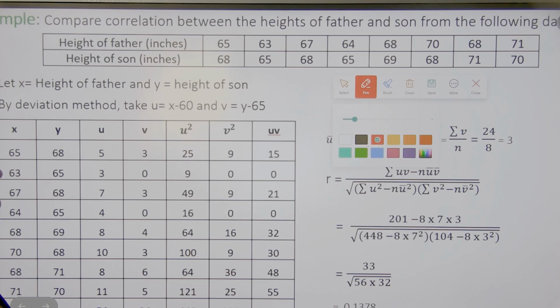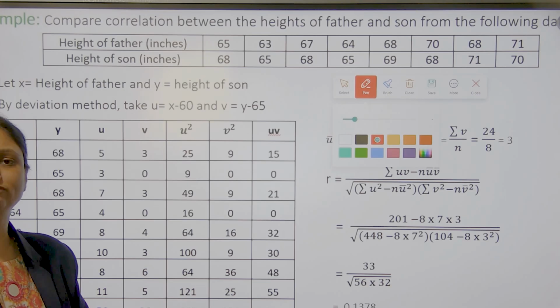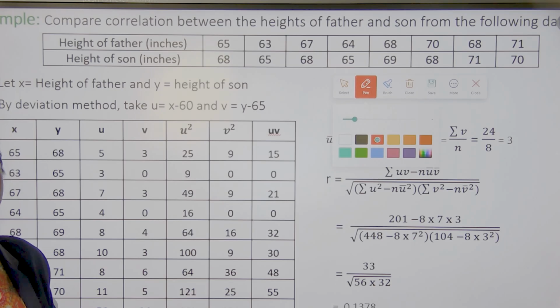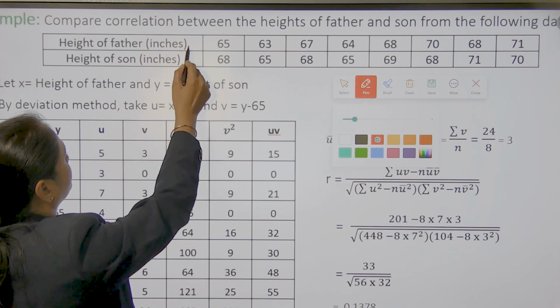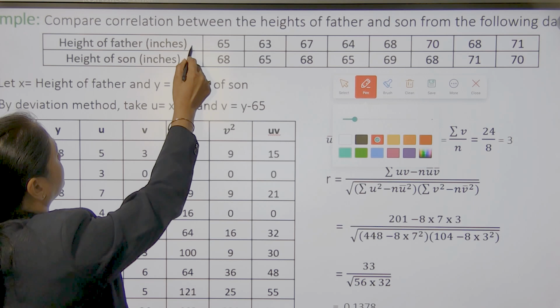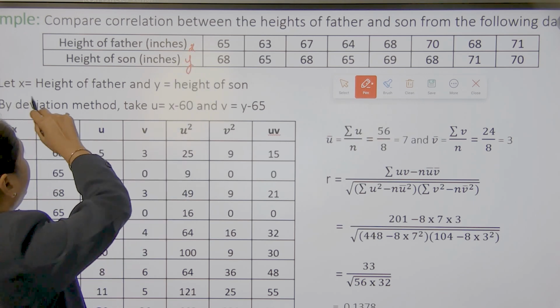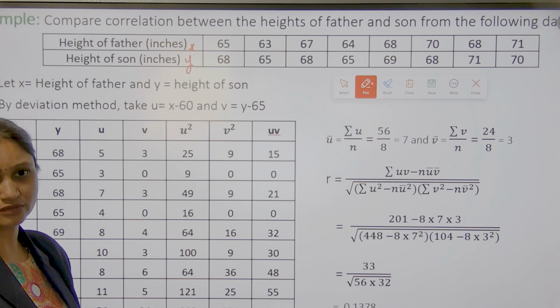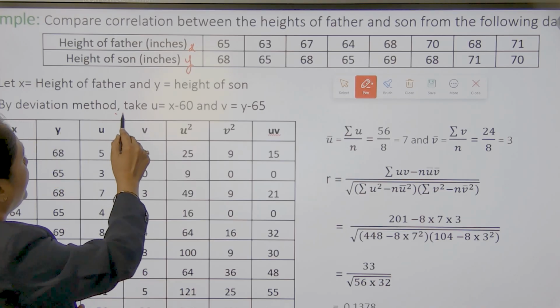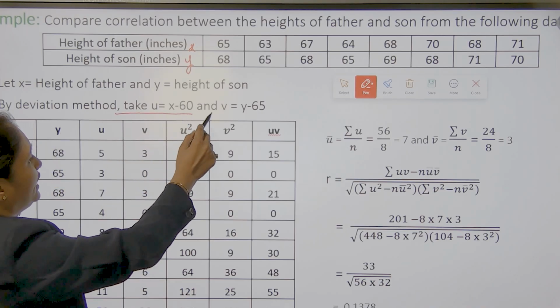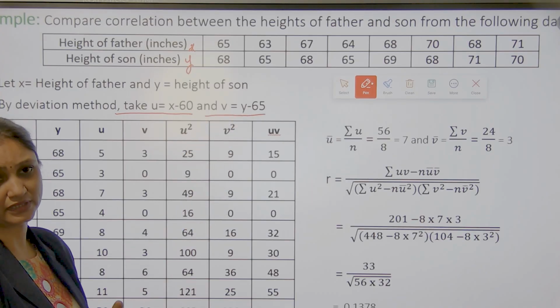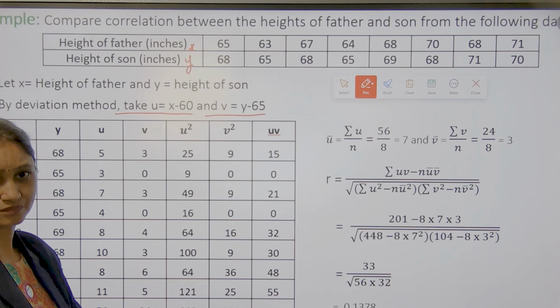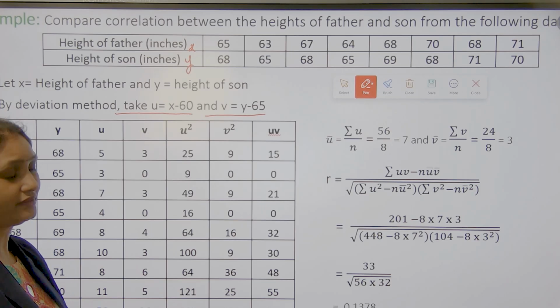So consider this example. Compute the correlation between the heights of father and son from the following data. So here we have given height of father in inches and height of son in inches. So we can take these values as x and y. So let x is equal to height of father and y is equal to height of son. So by deviation method, take u is equal to x minus 60 and v is equal to y minus 65. So these values, 60 and 65, are taken randomly.